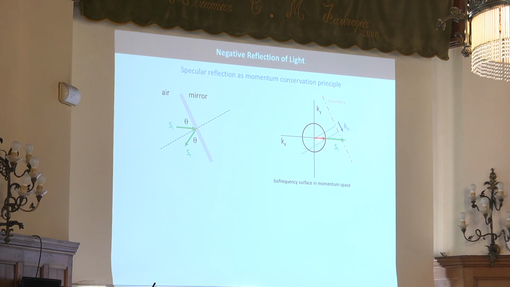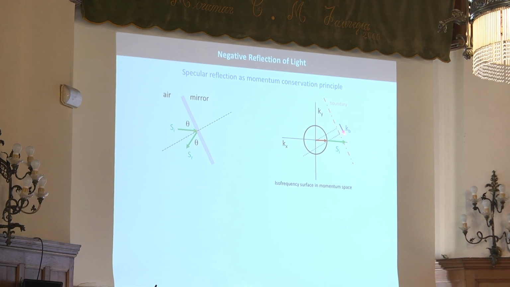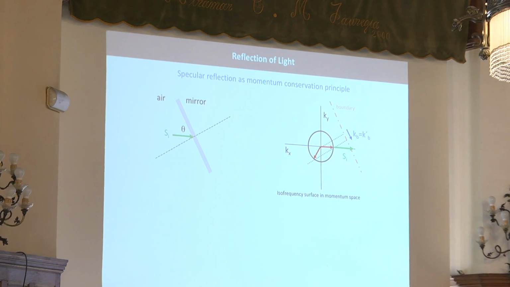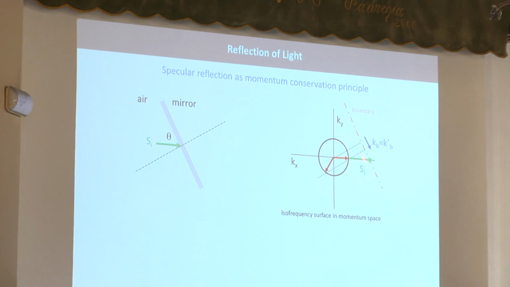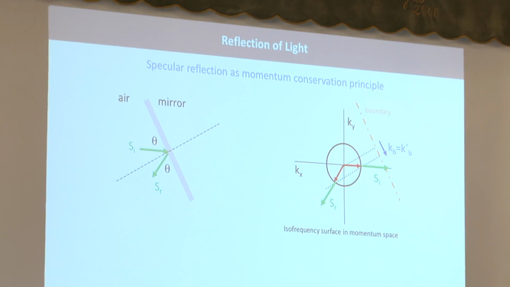Okay, so what wave vector in this circle fulfills this condition? It has a projection that is equal to this one. It's basically this one, the only one that has the same projection. And if you take now the normal, you have there the Poynting vector. So this is the specular reflection explained like momentum conservation at the boundary.